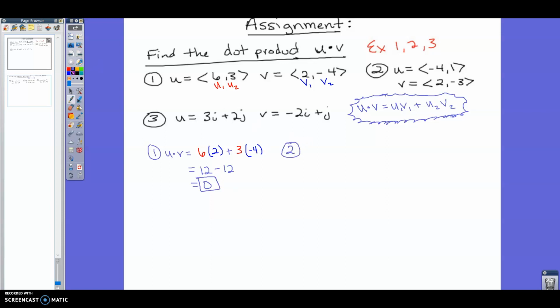So for number 2, we are doing the same thing. So u is given by u1, u2. And v is given by v1, v2. So again, we're going to fill out the formula and plug in what they gave us. So u1 times v1, so 4 times negative 2.